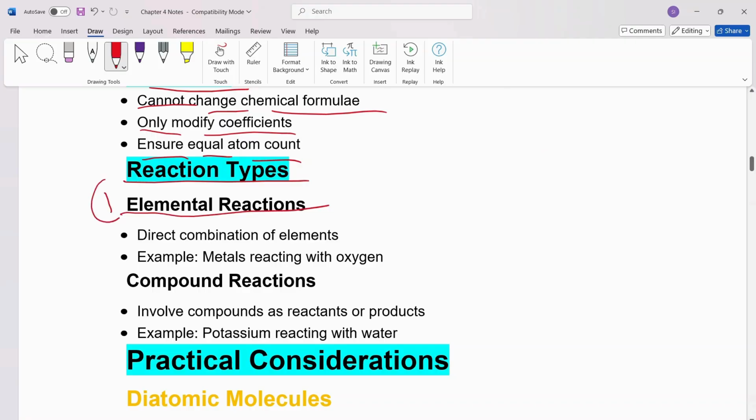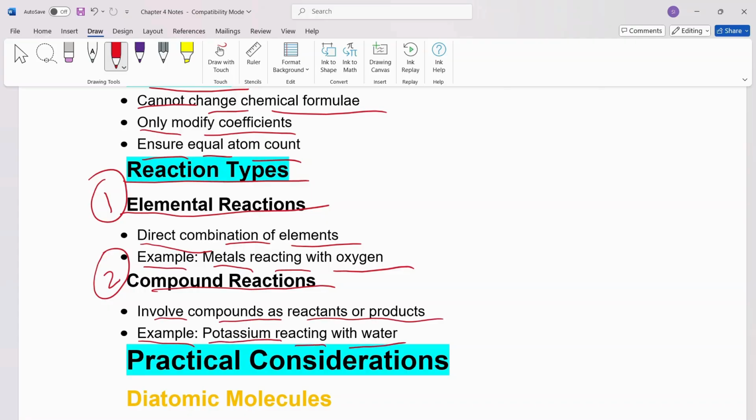We have now the reaction types. Number 1 is elemental reactions, direct combinations of elements. Example, metal reacting with oxygen. Then we have compound reactions, involve compounds as reactants or products. Example, potassium reacting with water.